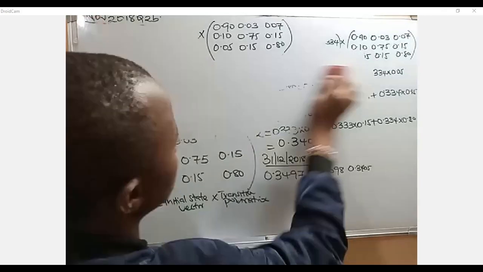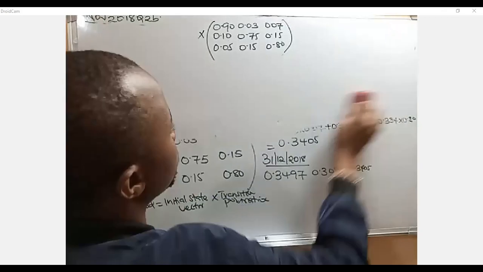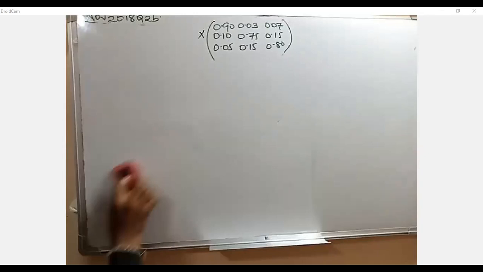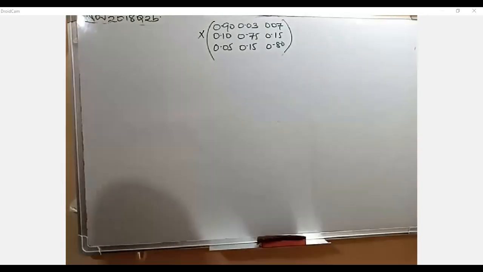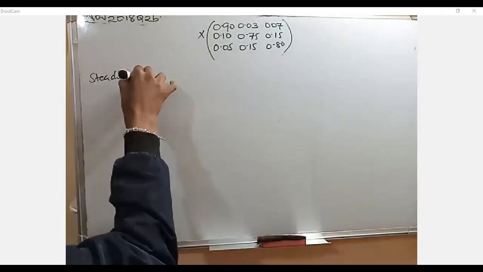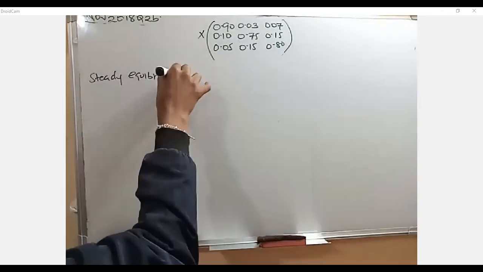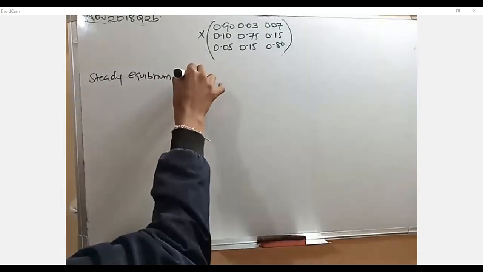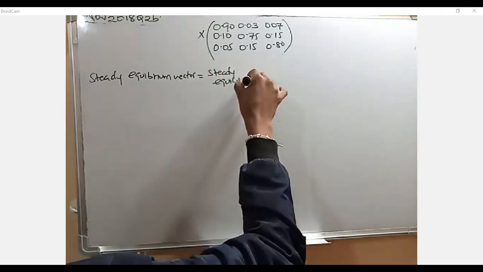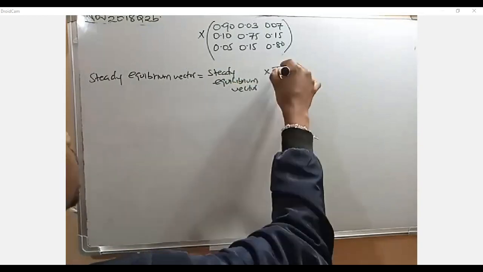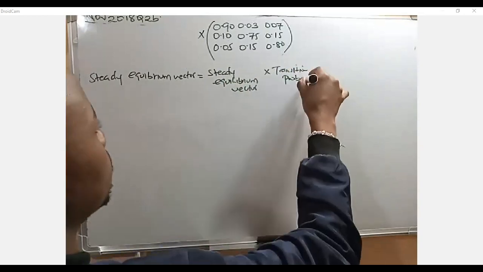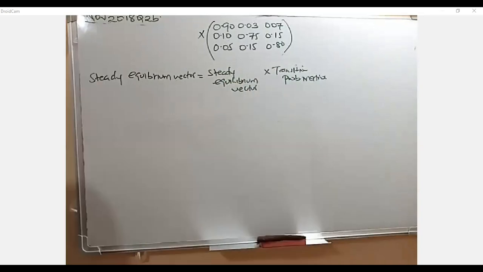How do I normally get this? It's very simple. Remember, we are discussing a steady equilibrium vector. To get our steady equilibrium vector, we take the steady equilibrium vector and multiply by the transition probability matrix. I know this one is not well understandable.